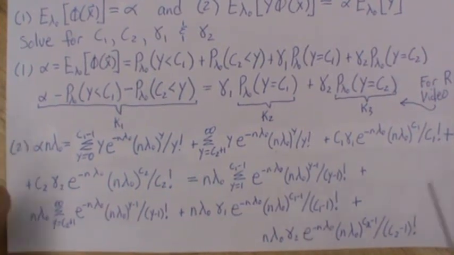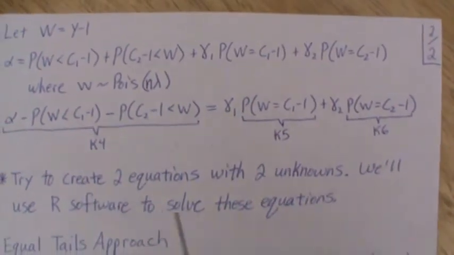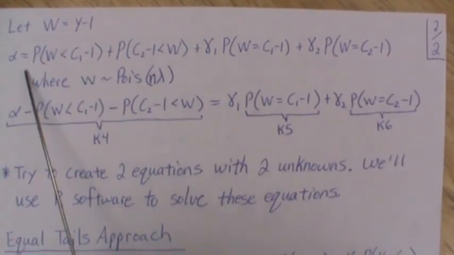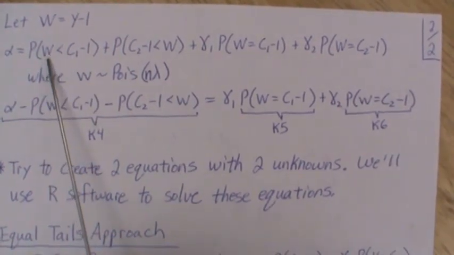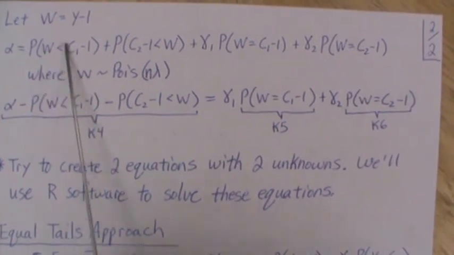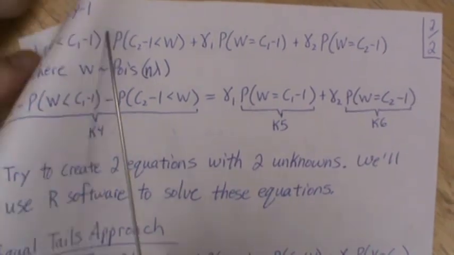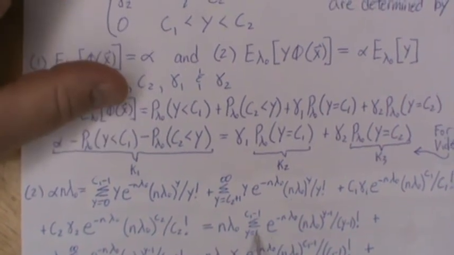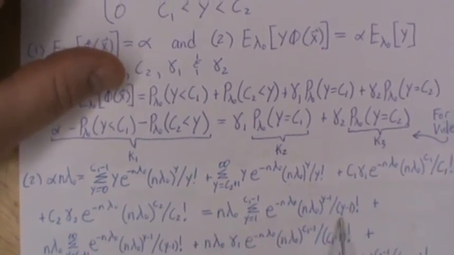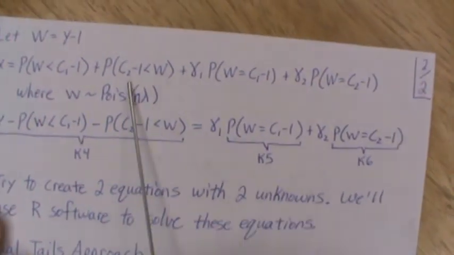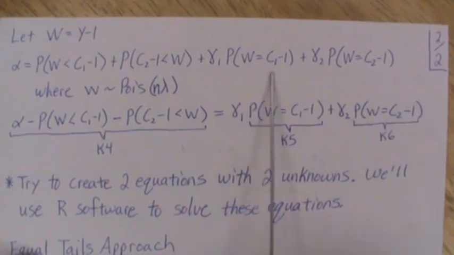So on the back page, we re-index it, and we let y equal 1, and then we end up with these probabilities. So w, the new random variable, has probability less than C1 minus 1. That's that first equation, and maybe I'll reflash it, but that's what this is. That turns into this. Then the second piece I'll show you, third and fourth. So that's what we get here, here, and here.